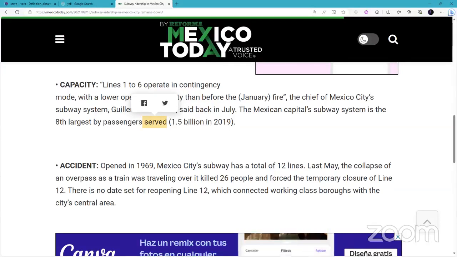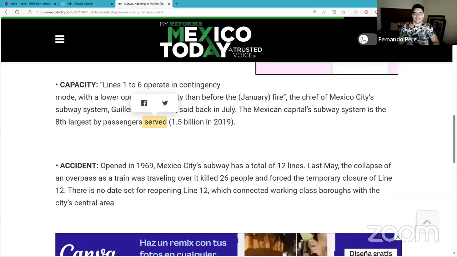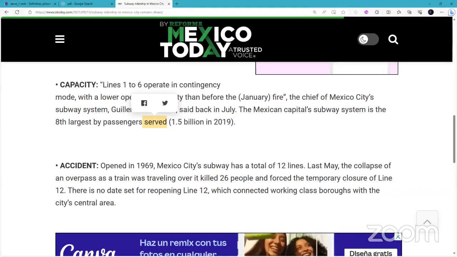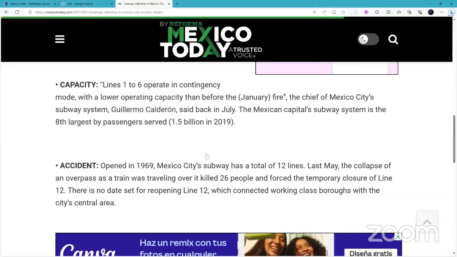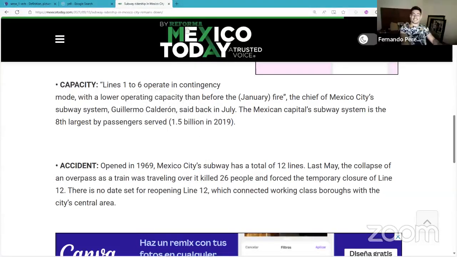Okay. Yeah. The Mexican capital subway system is the eighth largest by passenger served, 1.5 billion in 2019. Perfect. Very good. Yeah, next. That's okay.